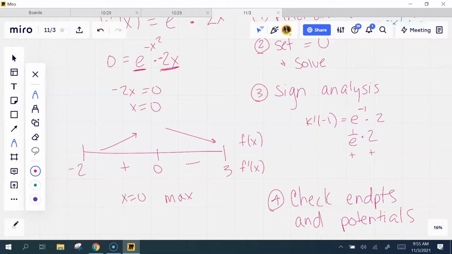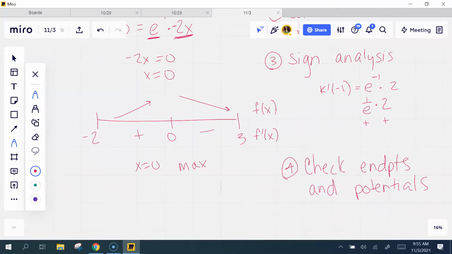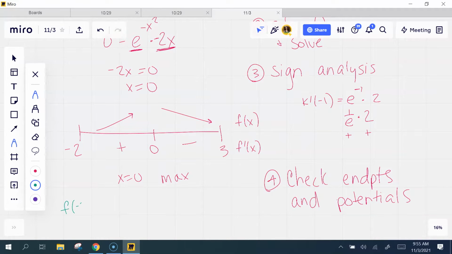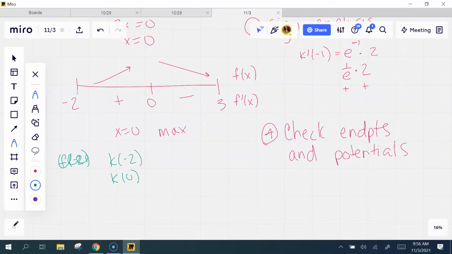So step 3, I plugged into derivative. For step 4, I'm plugging into the function itself. So I'm going to find k of negative 2. I'm going to find k of 0. And I'm going to find k of 3. The biggest one will be my max. Absolute, because I can have absolute since I'm on a closed interval and I'm continuous, right? Yeah. So my biggest value will be my absolute max, and my smallest value will be my absolute min. Because it asked me where my absolute values were, so I want to know where my biggest and where my smallest is of the function itself.